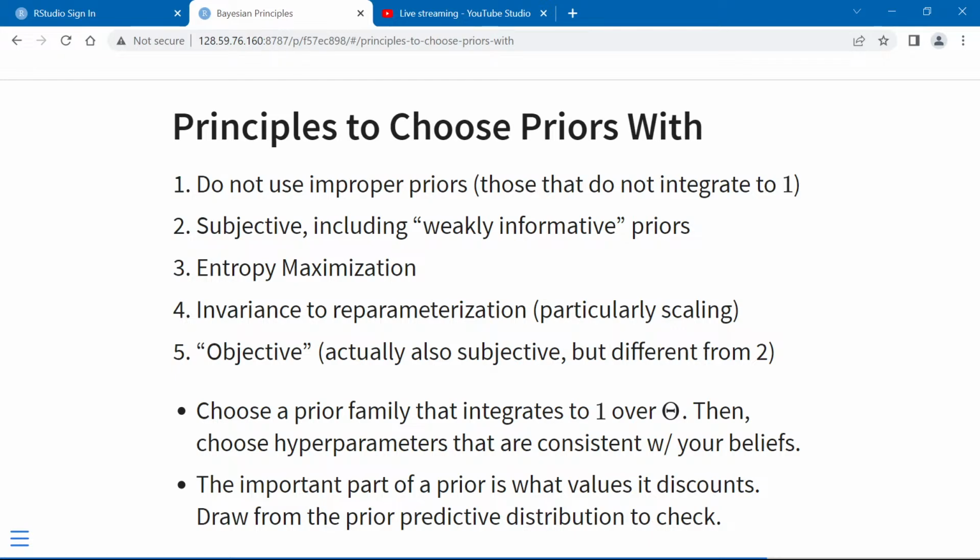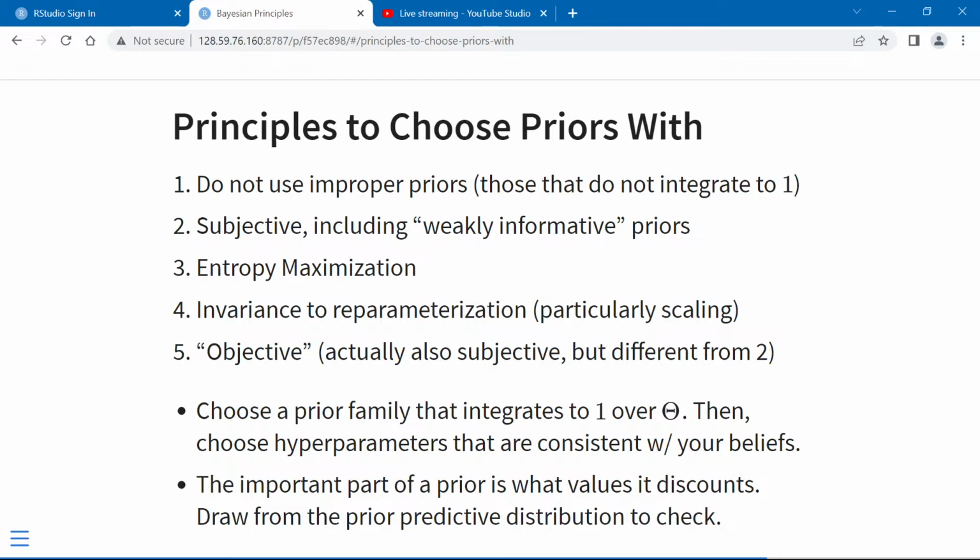Fifth, objective priors. So objective priors are still subjective. But people who use this phrase say, well, how can we choose the prior that is expected to have the least influence on the posterior across all possible data sets that we could observe? So it's kind of a frequentist-ish way of thinking about priors, but it doesn't mean Fisher likes them. They're still subjective. Everything is.